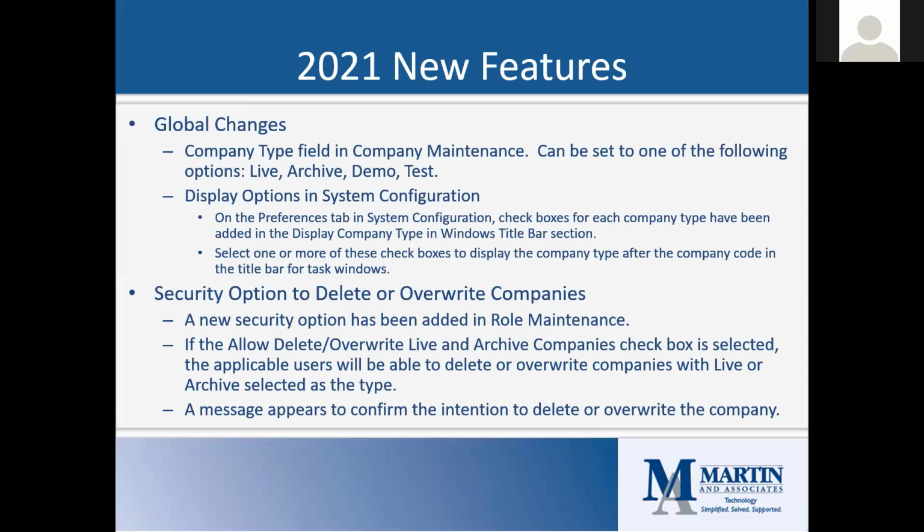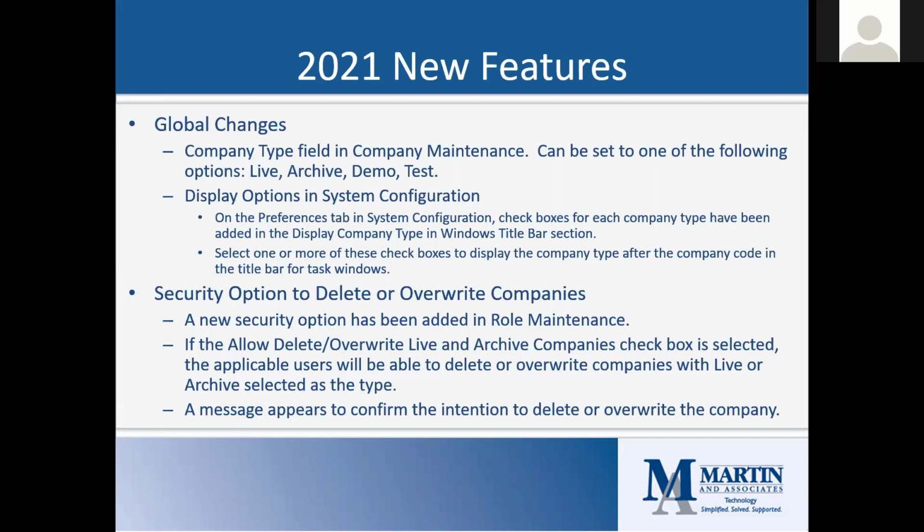And then there are also display options inside the system configuration, so in the preferences tab in system configuration, there's check boxes for each company type of whether you want that to display in the Windows title bar. And you can select one or all of these check boxes to have that type display after the company code if you want.